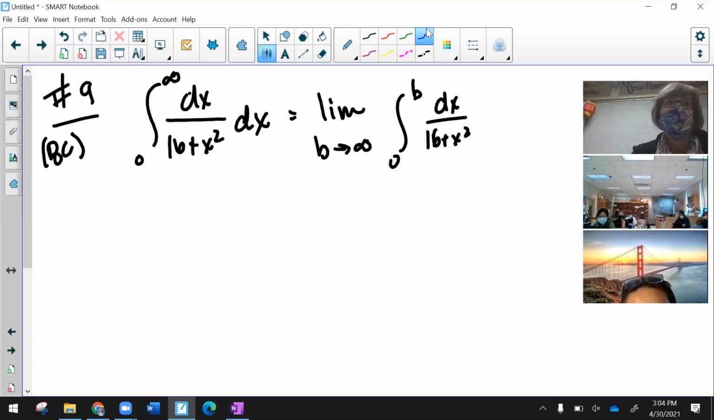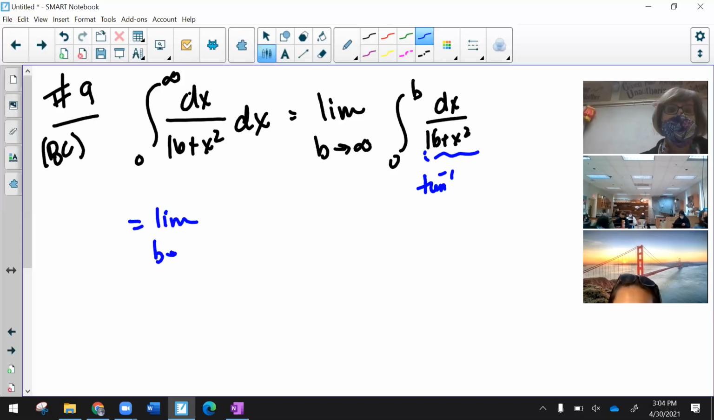And do inspection again, which means it must be something that I should be able to recognize, which means it's probably a what? Probably an inverse trig function. And that's one of those, either you know them or you don't. So this one happens to be inverse tan. So what I have is my limit as b goes to infinity, 1/4 tangent inverse x/4, and I'm going to evaluate that from 0 to b.